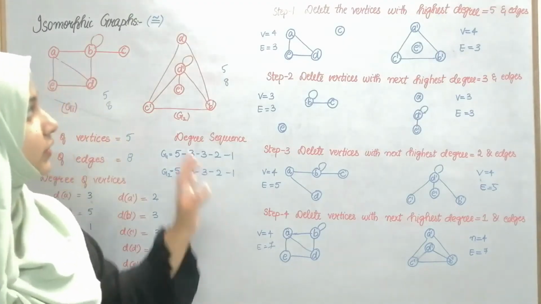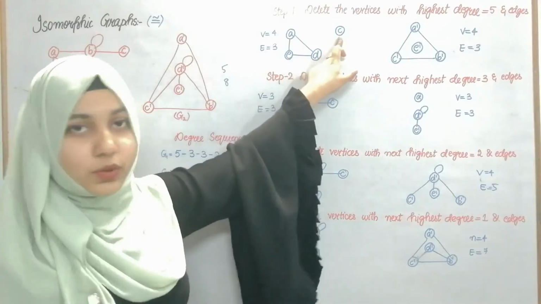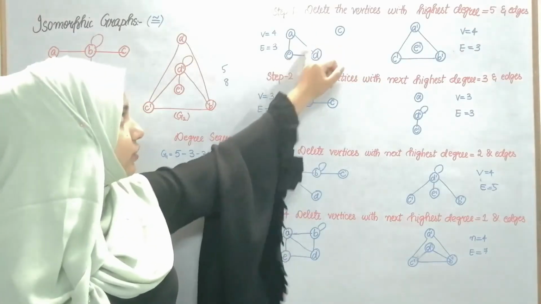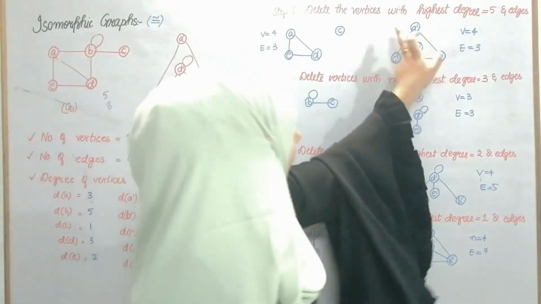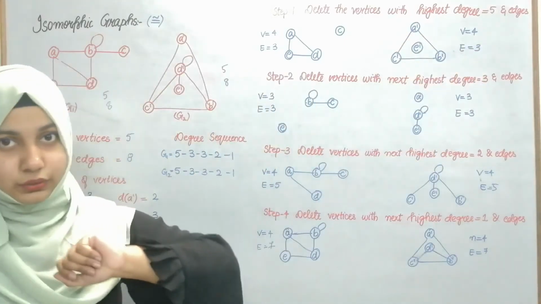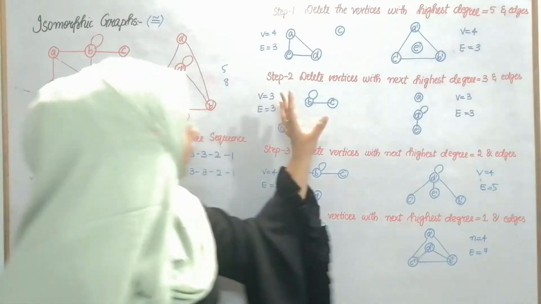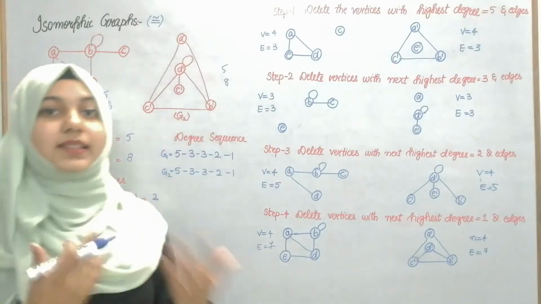Clear? Now check here. How many vertices do I have in this graph? I've got 1, 2, 3 and 4 vertices, right? And how many edges? 1, 2 and 3, so 3 edges. In the same way, 1, 2, 3 and 4 vertices and 3 edges. Okay? Now the next step is to delete the vertices with the next highest degree.